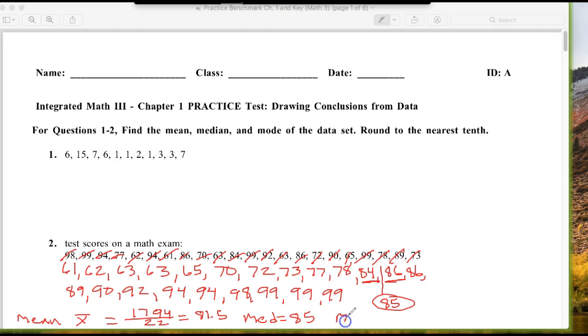And then your mode, the number that occurs the most. If I look at this, the only number that occurs 3 times is 99, so that would be my mode. So 3 people rocked this math exam. And there you have it.